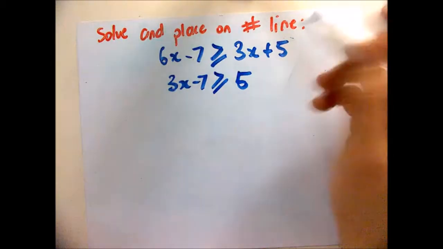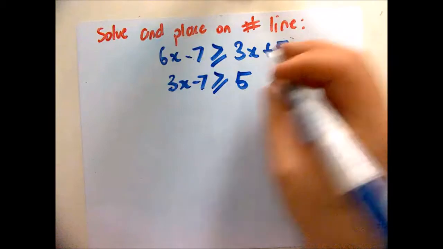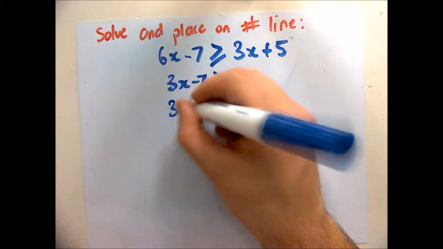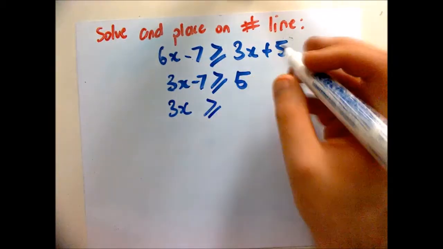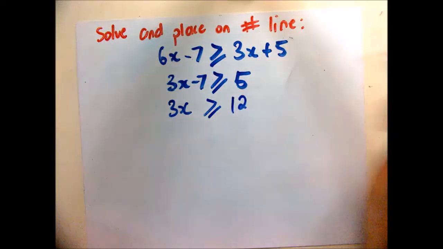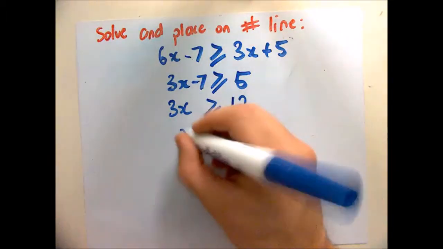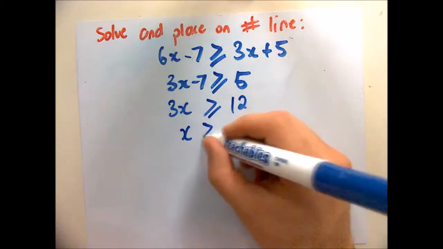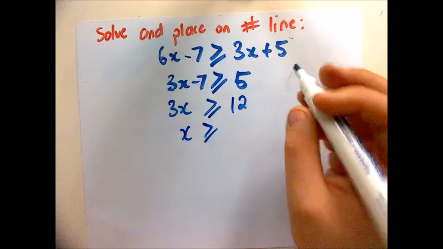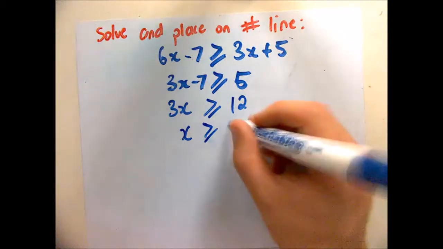Then what do I want to do? I want to move the 7 over probably. So I'm going to say 3x is greater than or equal to 12. And now I'm going to divide both of these sides by 3. So I'm going to end up with x is greater than or equal to 4.